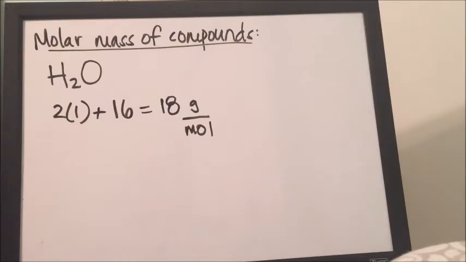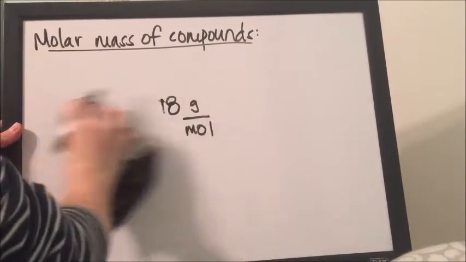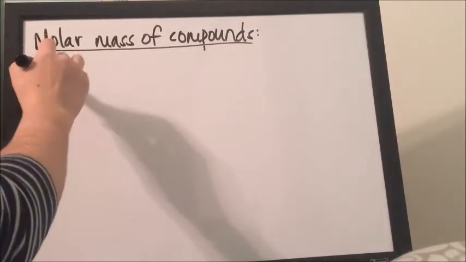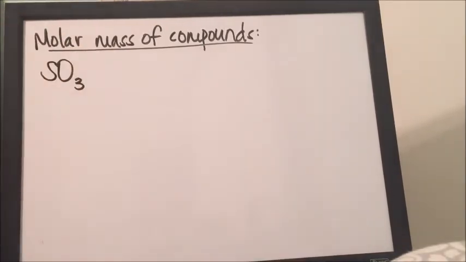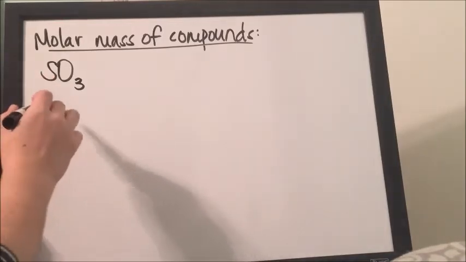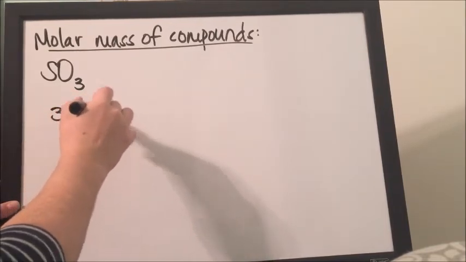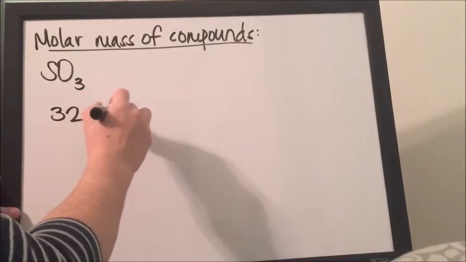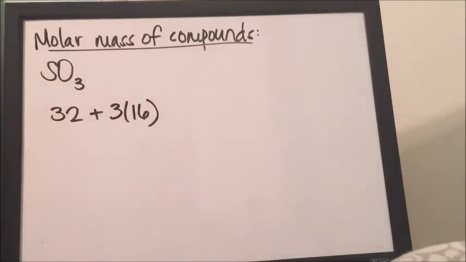It gets a little bit more complicated as our molecules get bigger, but we'll do a few easy examples first. So a second one, how about SO3? Well, if I go to the table, I see that I have 1 sulfur, and sulfur's molar mass is 32. And I see that I have 3 oxygens, and so each oxygen has a mass of 16, so that's 3 16s, or 3 times 16. And all I do is add those together.